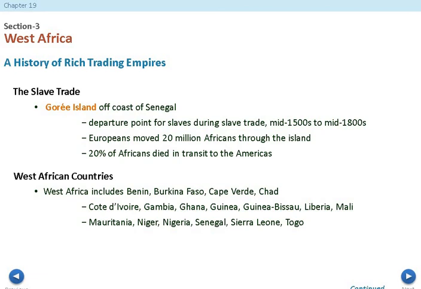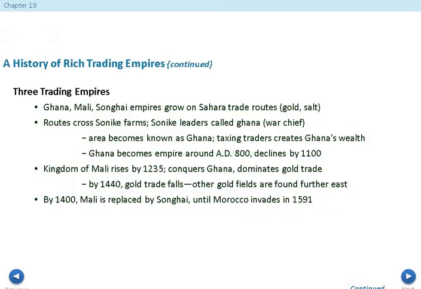So the first thing that we look at is the Gorée Islands off the coast of Senegal. This is a departure point for slaves during the slave trade from the mid-1500s to the mid-1800s. The Europeans moved 2 million Africans through the island, and about 20% of Africans died in transit to the Americas. So these islands obviously are going to have a major impact, and again, the western area of Africa is going to have a major impact on the slave trade. And you can look at the countries right here: Benin, Burkina Faso, Cape Verde. All of the countries in this area are going to be on that west coast.